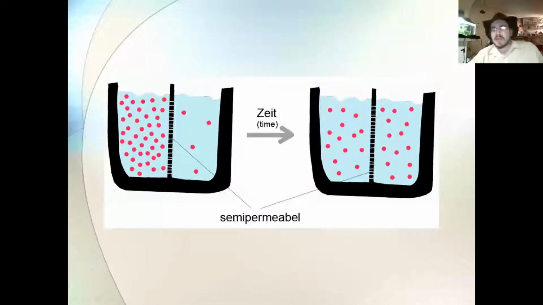And diffusion is the random movement of particles from areas of high concentration to areas of low concentration. So, over time, these particles are going to randomly move back and forth across this membrane until they have equilibrium concentrations. So, diffusion continues until the concentrations of particles are at equilibrium. It's an important fact to remember.